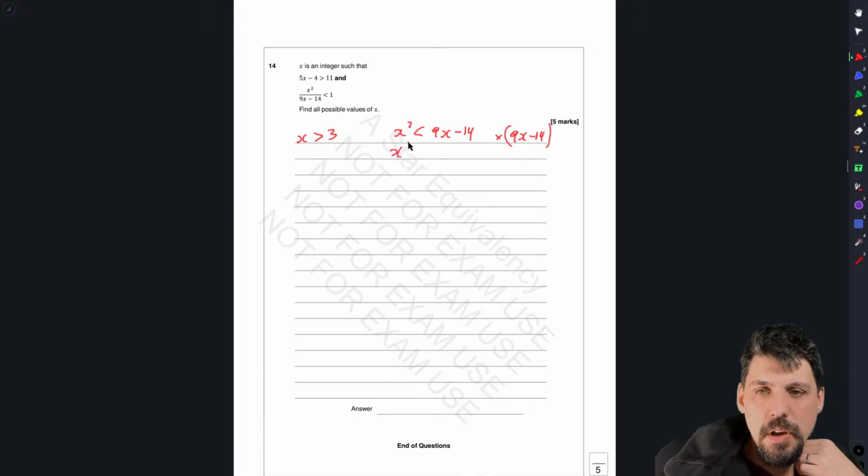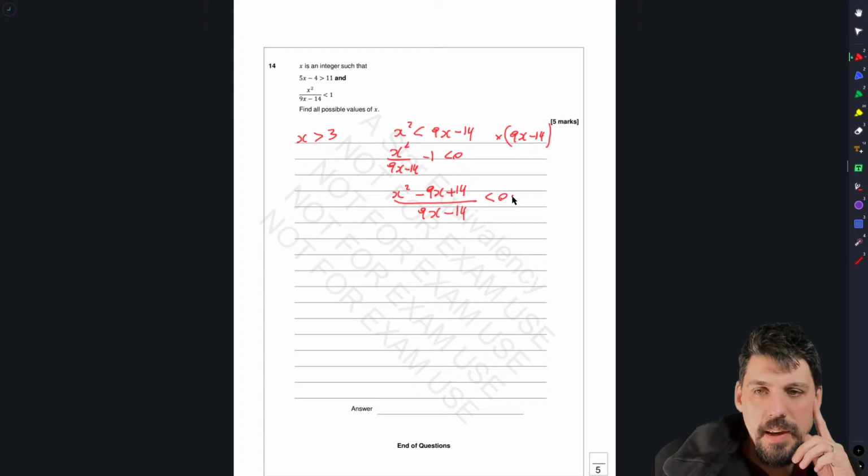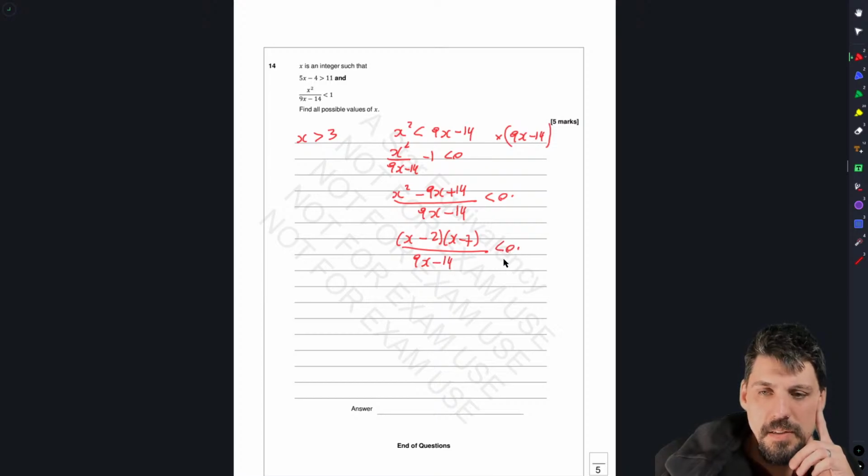Instead, I'm going to go x squared over 9x minus 14 minus 1 is negative. So x squared minus 9x plus 14 over 9x minus 14 is negative. So that is x minus 2, x minus 7 over 9x minus 14 is negative.